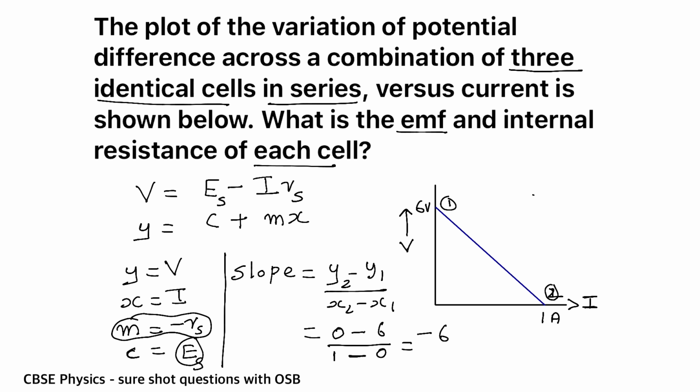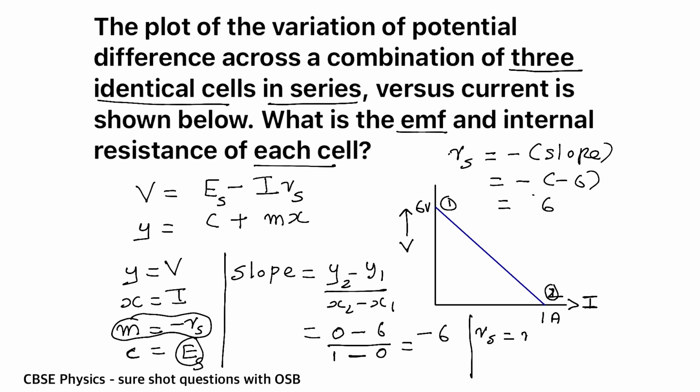So that is minus 6. And what is the internal resistance? R series is minus of the slope, so minus of minus 6, that is 6, right? Now you have 3 identical cells in series, so the resistors are also in series. As they are identical, you can say Rs is equal to r1 plus r2 plus r3, everything is r only, and that is equal to 6. So 3r is equal to 6. So what is r? 6 by 3, that is 2 ohm.